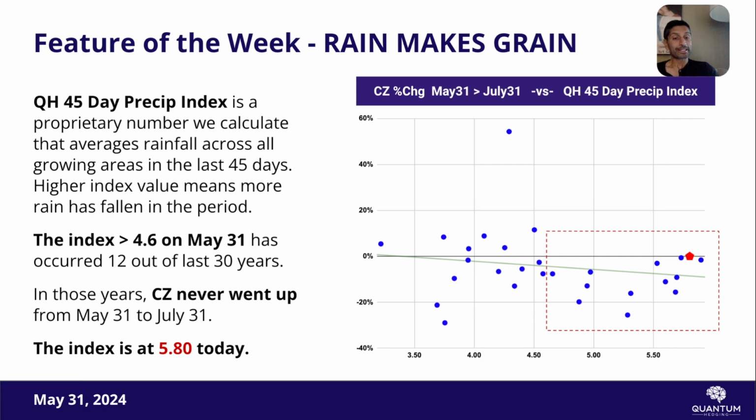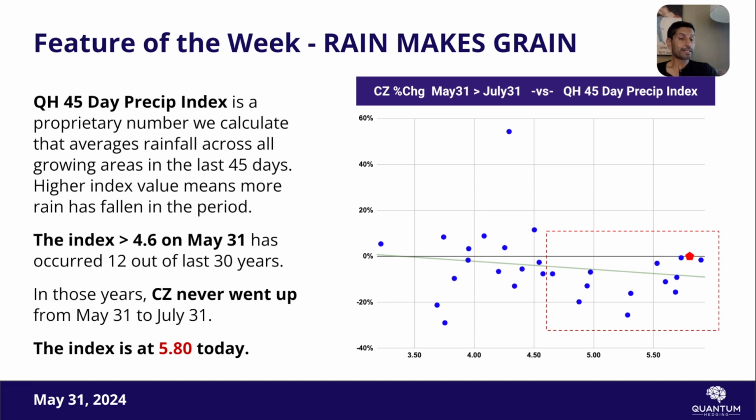Now, the index today is at 580, so it's way on the right side. We've had a lot of precipitation. So it correlates very strongly to the price of corn being lower July 31st to May 31st.